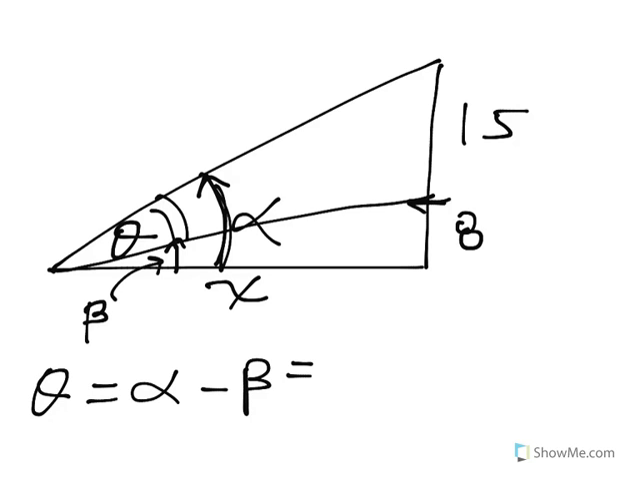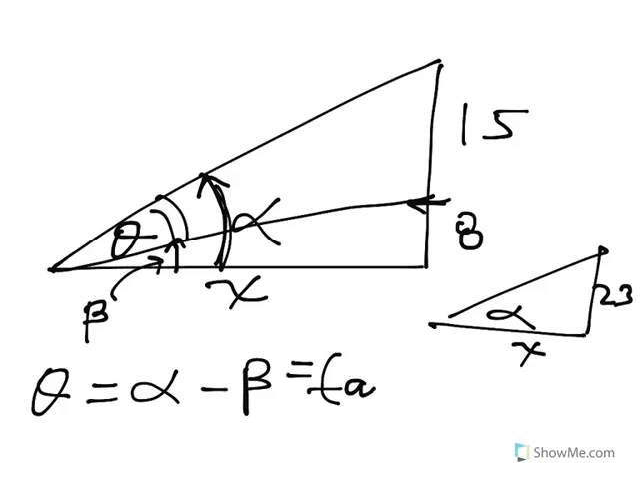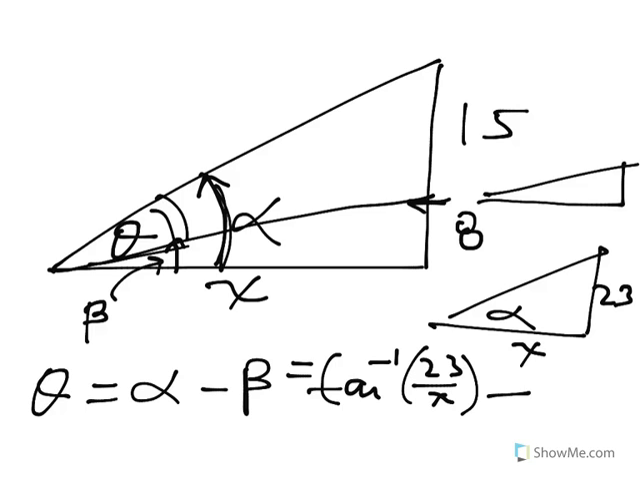Well, the thing about alpha is that if I just look at this triangle here with the alpha in it, and the 23 and the x, I can say that if I wanted to solve for alpha, it would be tan alpha equals 23 over x. So alpha is tan inverse 23 over x. And beta, if I look at the skinnier triangle, it has an x as its base, here's beta, and it has an 8 as its opposite side. So tan of beta is 8 over x, or beta is tan inverse of 8 over x.